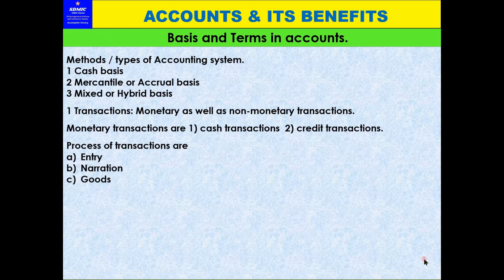Now, goods, you know, means what are the things. Accounting year is 12 months. Any particular accounting year starts from 1st April and ends on 31st March of every year. This is an accounting year. It is also called financial year.